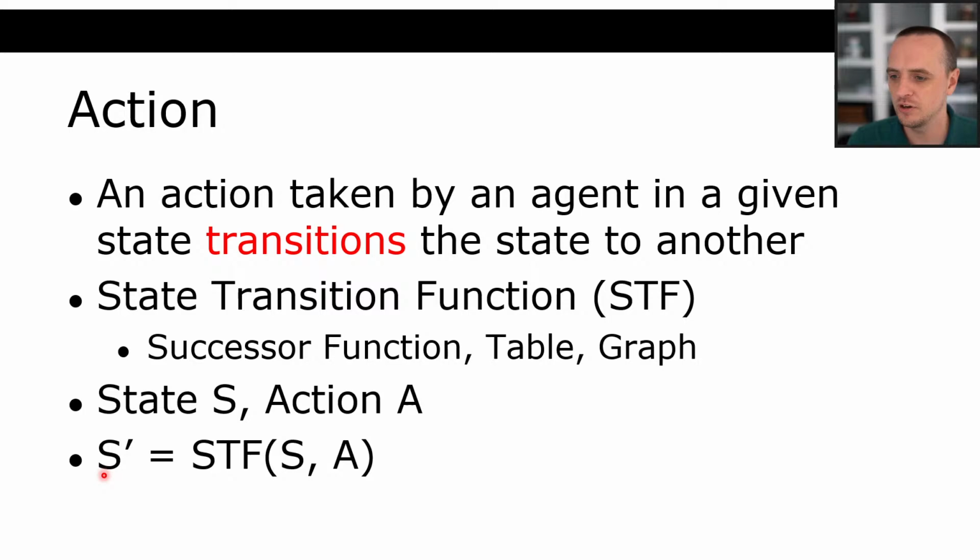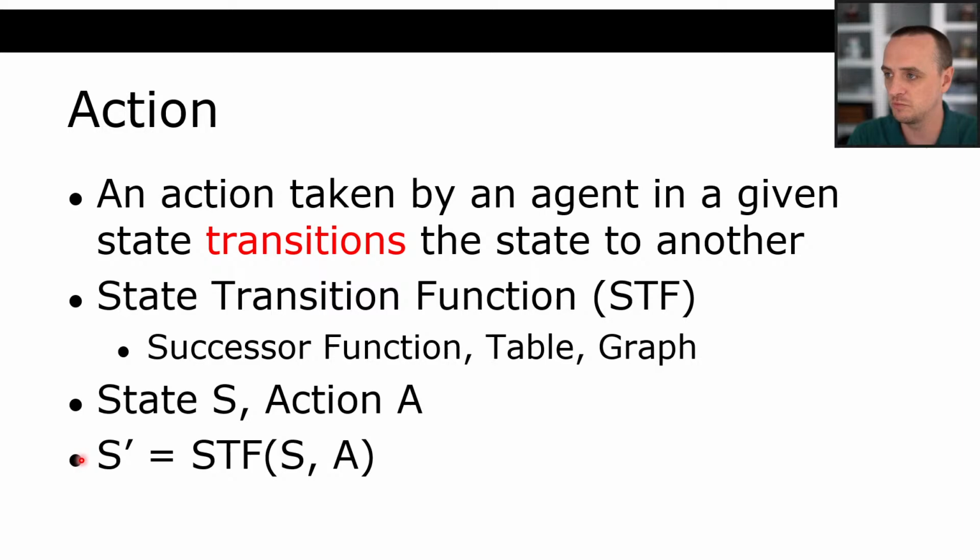So this is, if it's in a video game, maybe one frame of the game later. If this is a game like chess, then the STF would implement the rules of the game of chess. So if you had a current state of a chessboard and an action like move the pawn up by one, then this would be the resulting state where the pawn has been moved up by one.